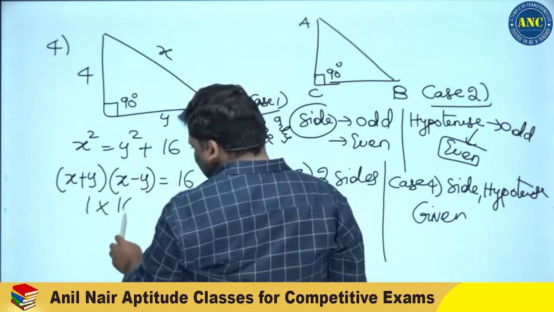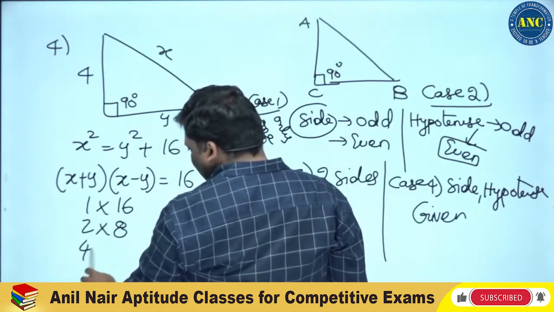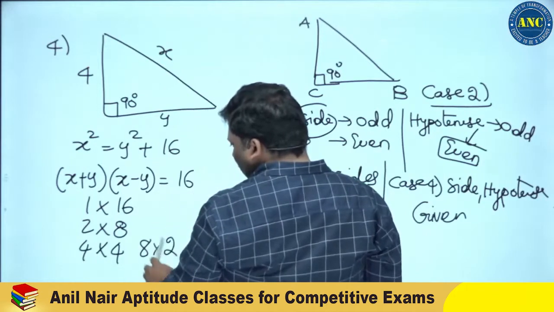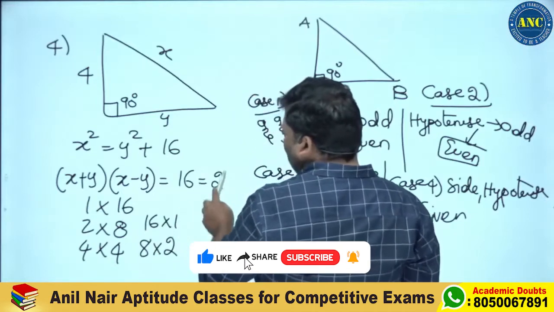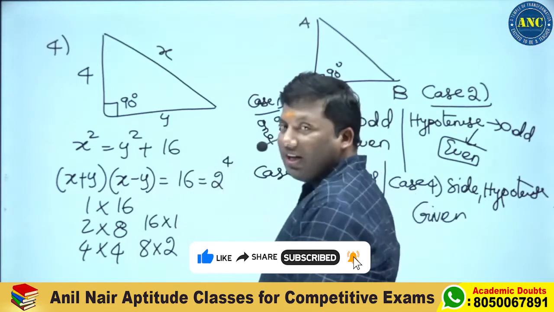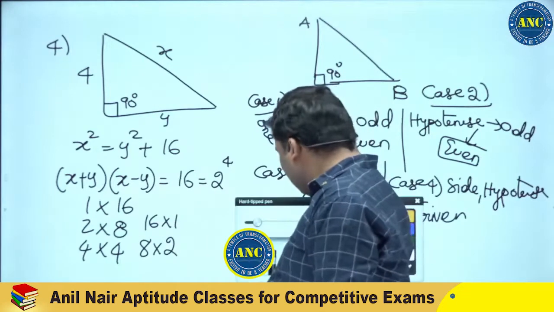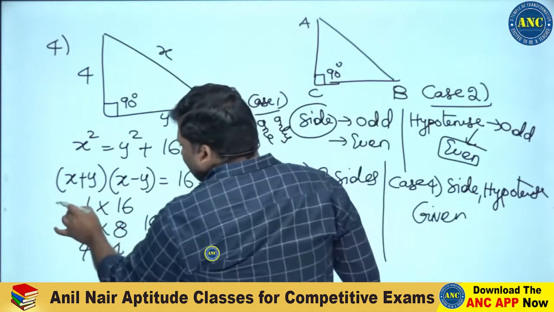1 into 16, 2 into 8, 4 into 4, 8 into 2, 16 into 1. 16 is 2 power 4. So total how many ways did I get? 5 cases. Now listen carefully. First case, is it possible?